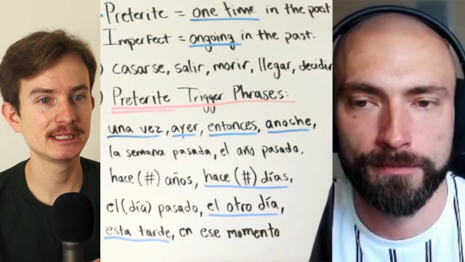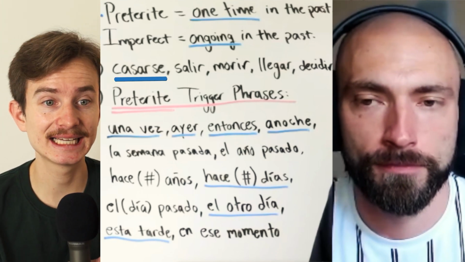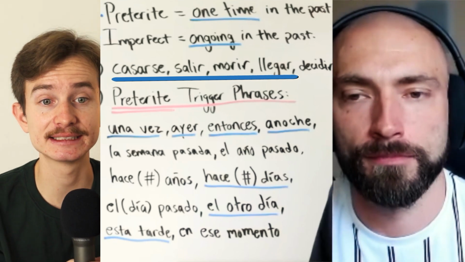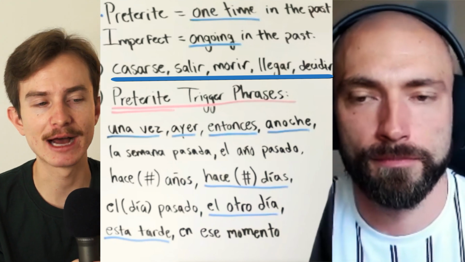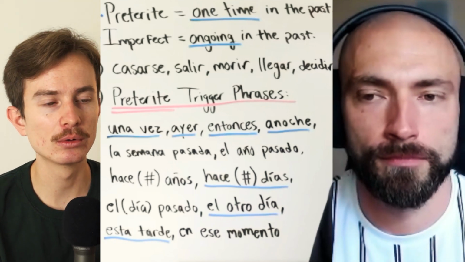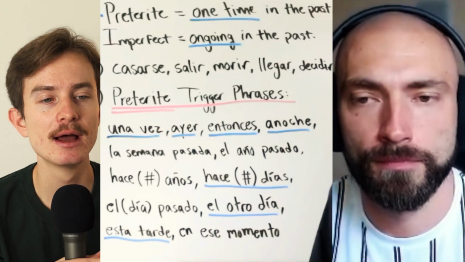Verbs that are naturally preterite, just because of the way they are, are verbs like casarse, salir, morir, llegar, decidir. So to get married, to leave or to go out, to die, to arrive, and to decide. These verbs are almost always preterite. Decidir could not be, and also llegar, but most times they are.